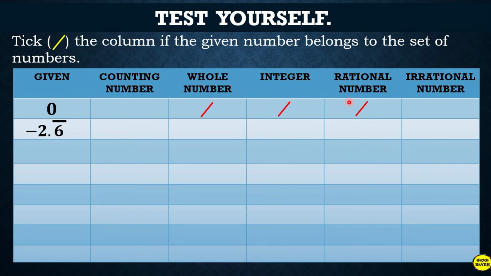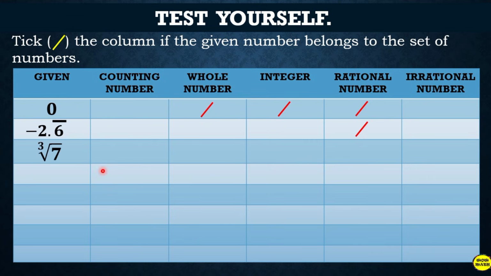Next, I have negative 2.6 vinculum. So this is an example of repeating and non-terminating decimals. So, kung decimal siya, is it a counting number? No. Kasi ito ay under whole integers lahat. So, therefore, since this is under non-integer, so this is a rational number.